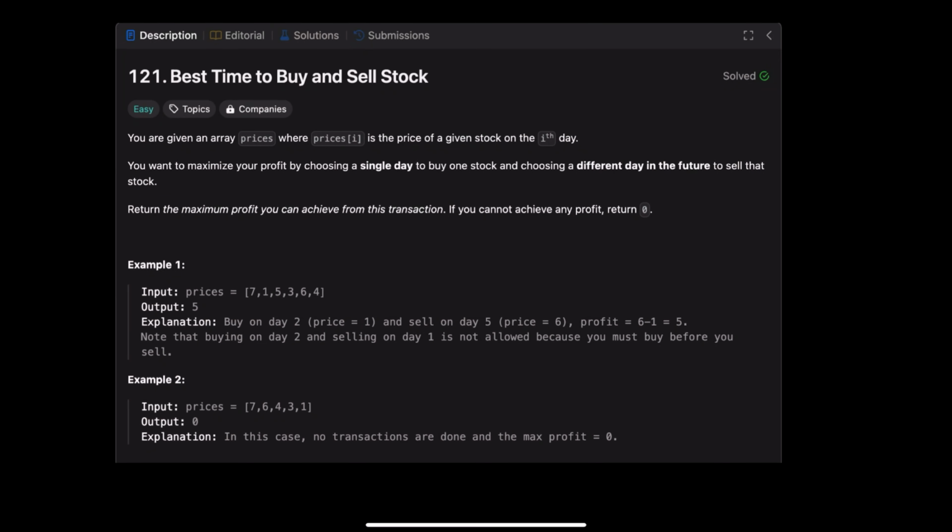Hello everyone. In this video, we'll be solving problem 121, Best Time to Buy and Sell Stock. We are given an array prices where prices[i] is the price of a given stock on the ith day. We need to return the maximum profit that we can make by buying a stock on a day and selling it on another day. If we cannot make any profit, we need to return 0.